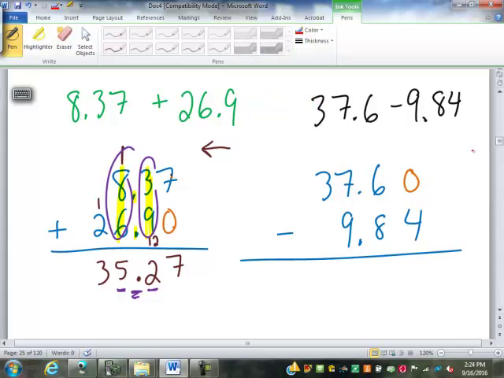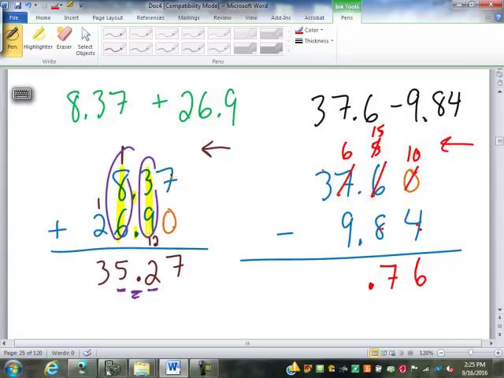So now we go just like whole numbers, right to left. 0 minus 4 can't be done, so we borrow from the 6. That's 5, and this is now 10. 10 minus 4 is 6. Perfect. 5 minus 8 can't be done. We borrow from the 7 to make that 6, and this is now 15. 15 minus 8? 7. And now we got to remember, bring the decimal point down.